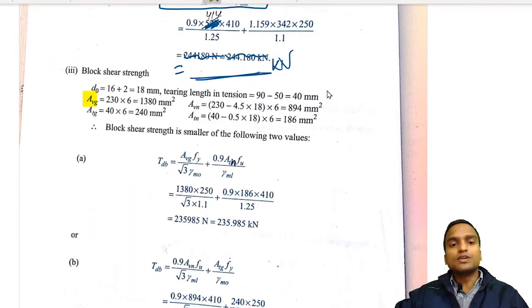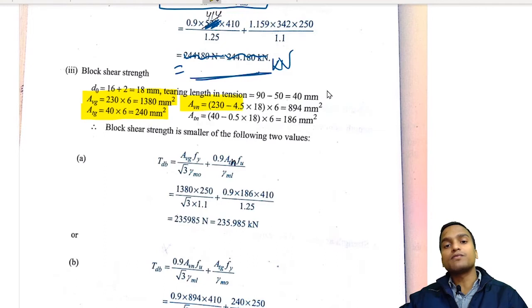AVG is 230 into 6, since there is only one shear plane. Similarly, gross area in tensile plane is 40 into 6. Now in case of net areas at shear plane, we have subtracted 4.5 into 18. Now it is clear, 4 intermediate holes and 1 corner hole. And on tensile plane there is only 1 corner bolt, so we have subtracted here only half of the 18 and then multiplied with thickness to get this.